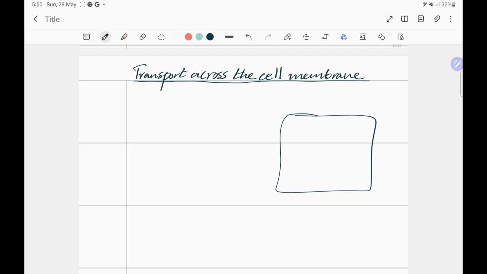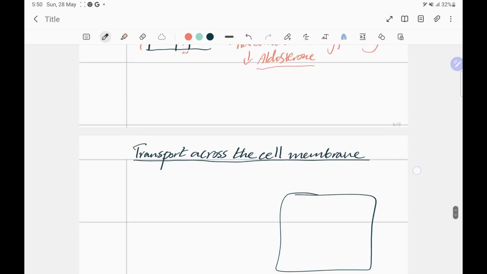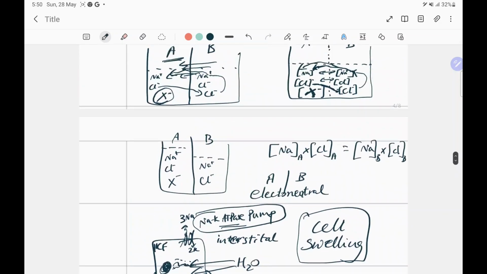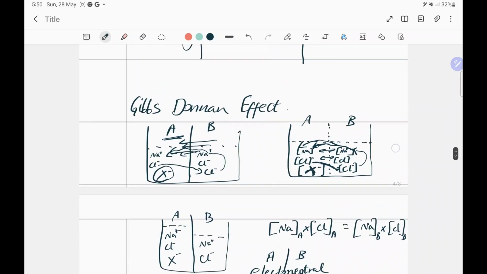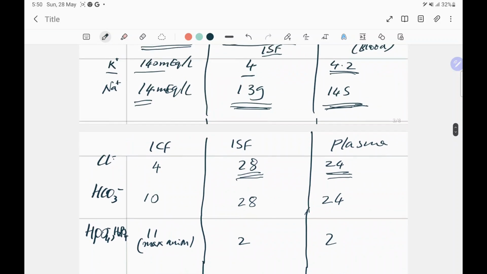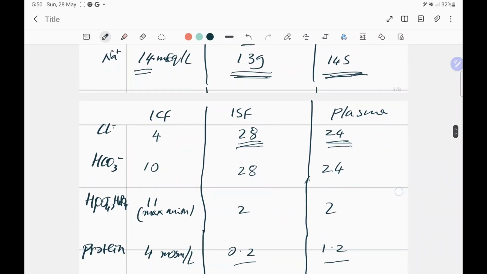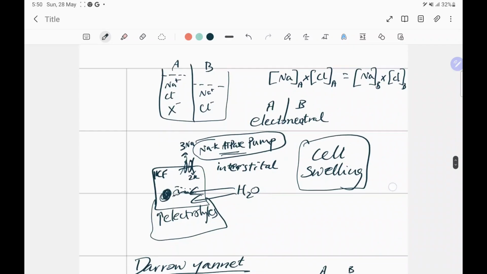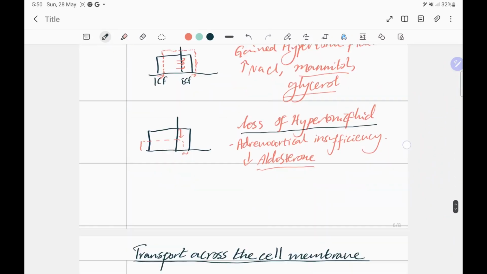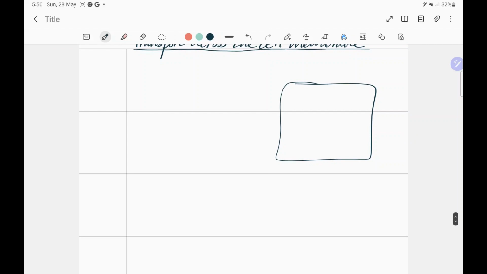But for now, I need you to understand that you do remember that the intracellular fluid compartment and extracellular fluid compartment are different from each other. If we just go back in our notes over here, we could see that the composition of the ICF and the ECF are quite different. So how is this created? Why is the composition different?